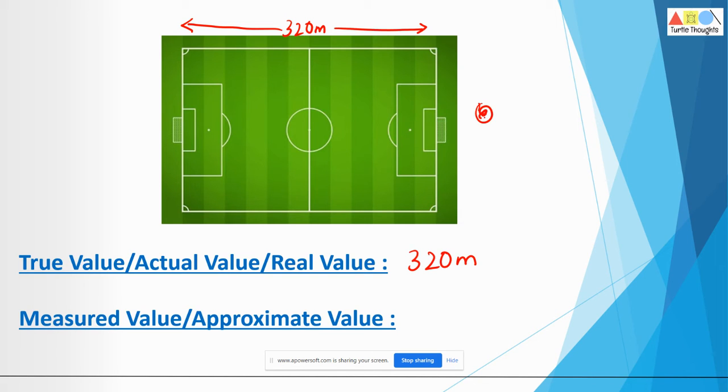Now, let us assume that I want to measure the length using a tape. I have a spiral tape and I want to measure the length. Let us assume when I measure, I get it to be 300 meters. That 300 meters will be known as the measured value or approximate value of length. So I can write this as 300 meters. Basically, if I'm measuring something, that will be the measured value. If we know the actual value or the real value, that will be 320 meters. I hope the example is clear.